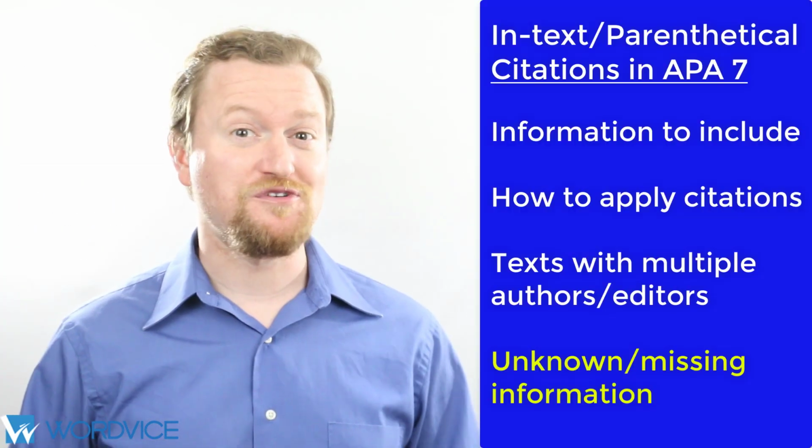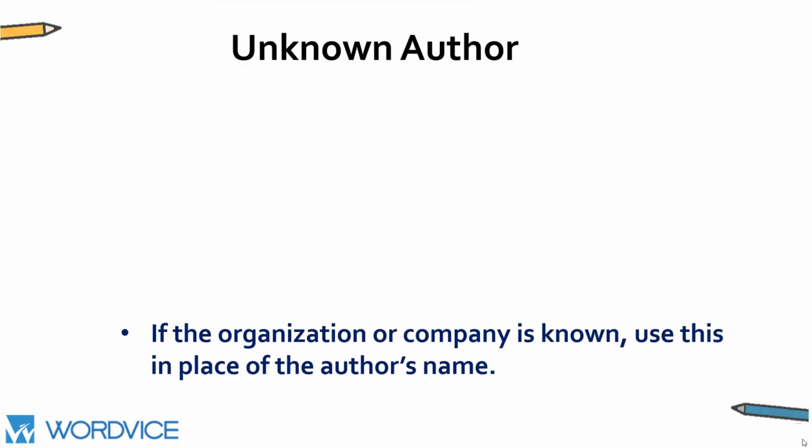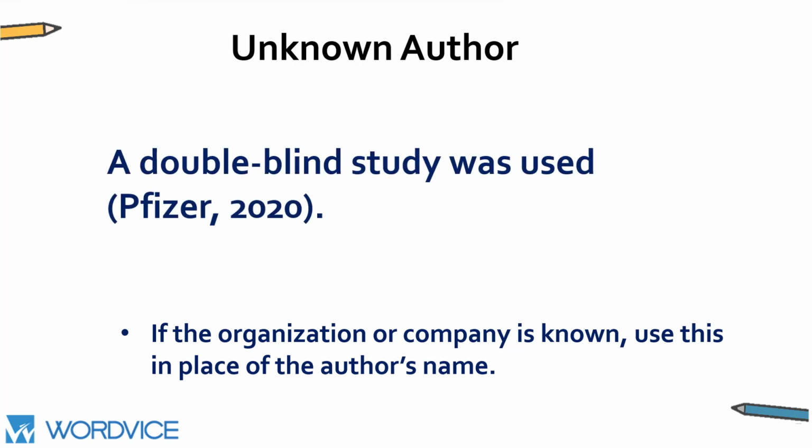What if the source you are using has some missing or unknown information? If there is no author, or if the author is unknown, but the organization or company that published the work or put out the information is known, then use this in place of the author's name. In this case, while we don't know the name of the person preparing this report, we know that it was published by Pfizer. So your in-text citation will read Pfizer, comma, 2020.